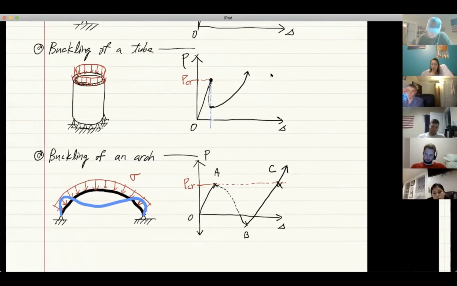From point A to point B, there's a change of the shape. From point B to point C, there's also another change of the shape. And that's what happens with the buckling of arches.